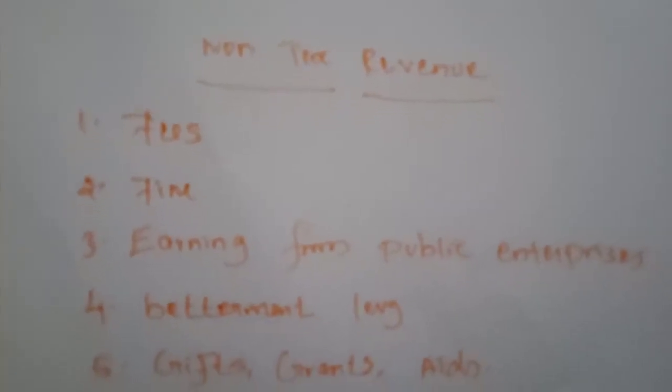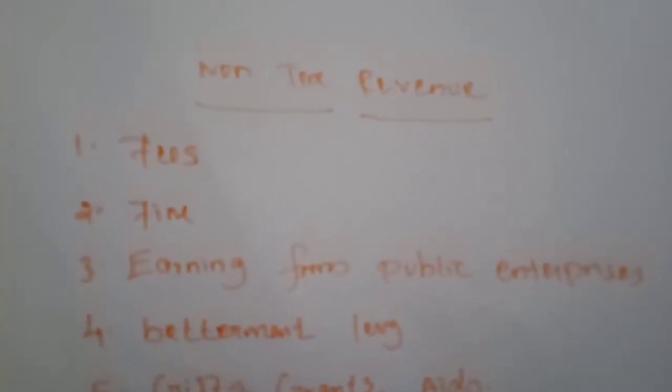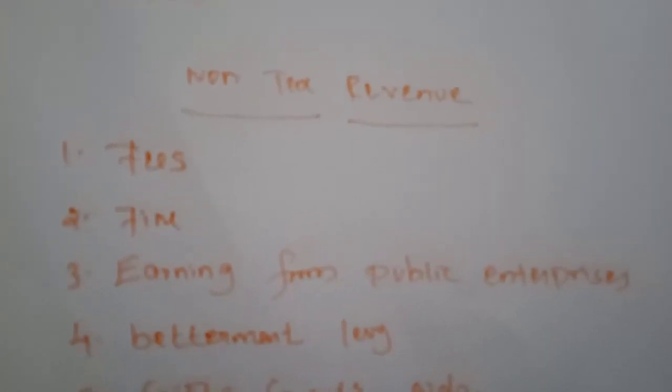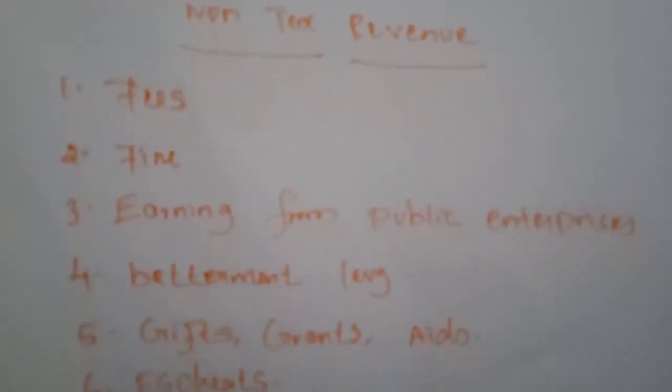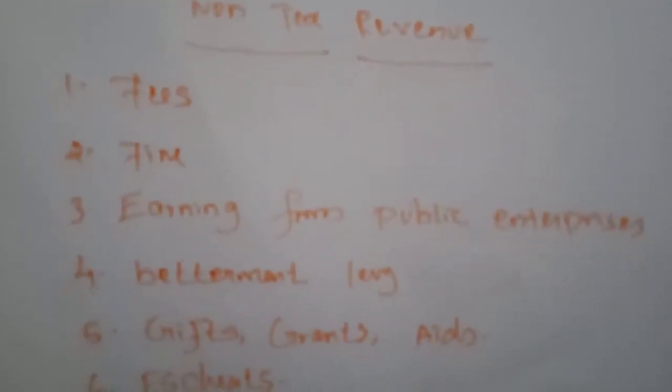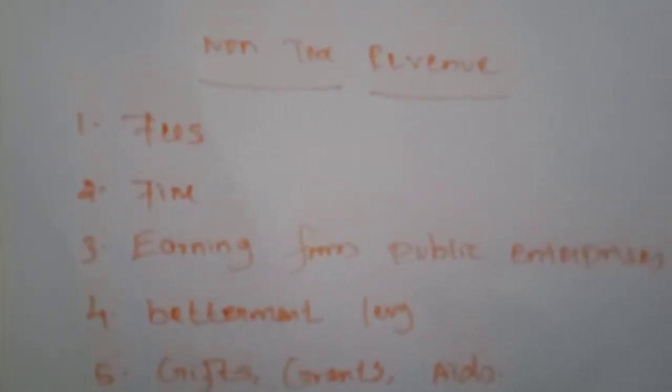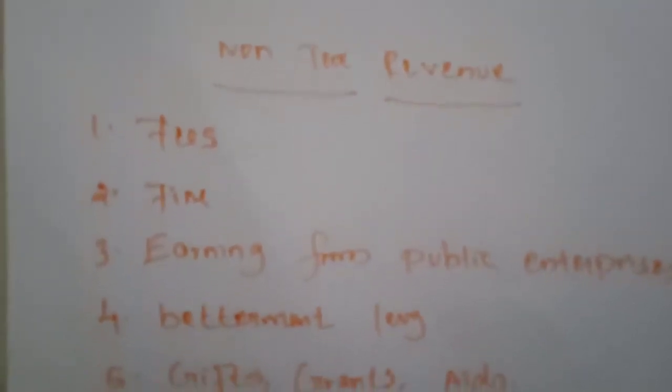Next, non-tax revenue. The revenue obtained by the government from sources other than tax is called non-tax revenue. So whatever sources there are for earning income are considered non-tax revenue. Some of the sources of non-tax revenue are there.